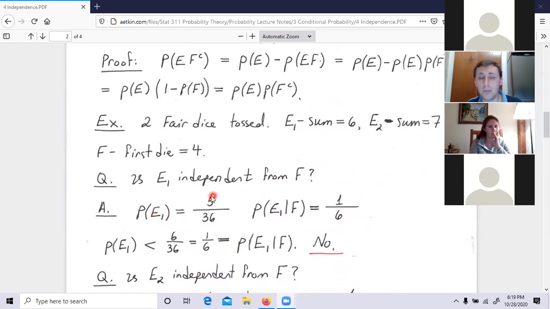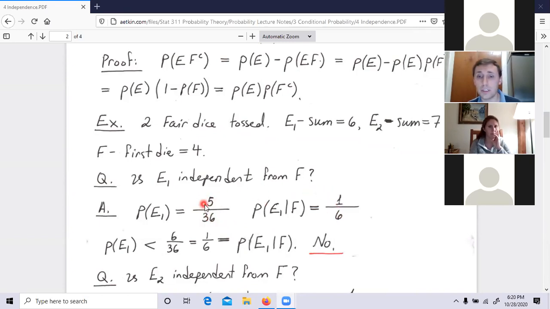The probability of E1 unrestricted is 5 out of 36. You agreed? E1 means the sum is 6, so it means 1 and 5 all the way to 5 and 1, right? So it's 5 possibilities. And E1 given F: if I know that the first die came to be 4, it's like an already partially completed Kafka protocol, right? The space for die one is filled with the number four if F occurred. So I only have six possibilities for the remaining die, and only one of those possibilities, namely I have to put in a 2, will correspond to an outcome of six. So 5/36 is not the same as 1/6.